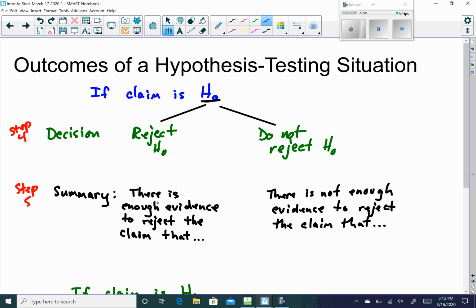So again, if our claim is a null hypothesis, we reject the null hypothesis as our decision, then we want to write that there's enough evidence to reject the claim. So it's like we want to just kick the null hypothesis out of the way. So we reject the claim, and we're going to just use the same wording that's given to us in our problem on what that claim is. If we happen to not reject our null hypothesis, we're not kicking it away, we say there is not enough evidence to reject the claim that, and again, whatever it may be, however it may be worded.